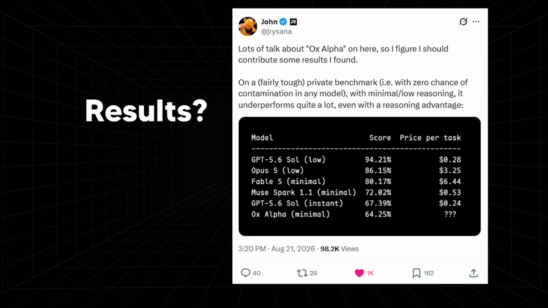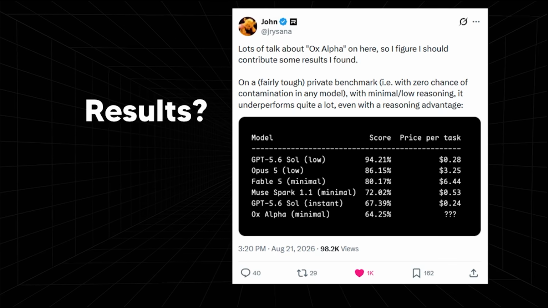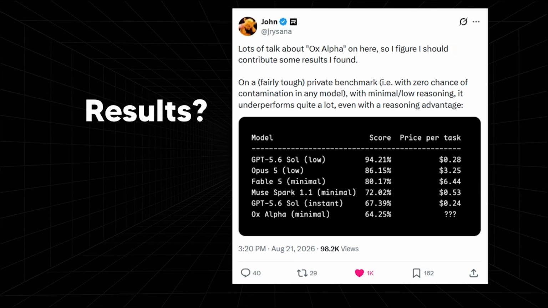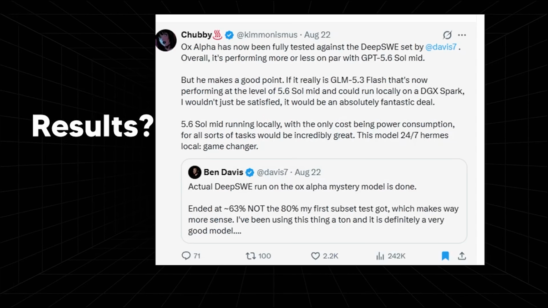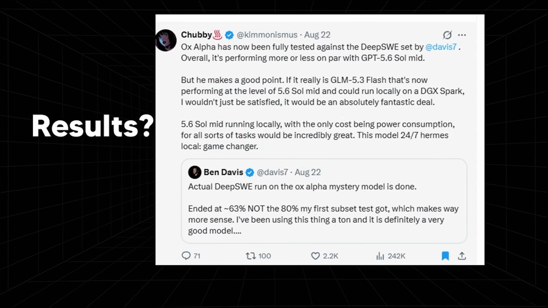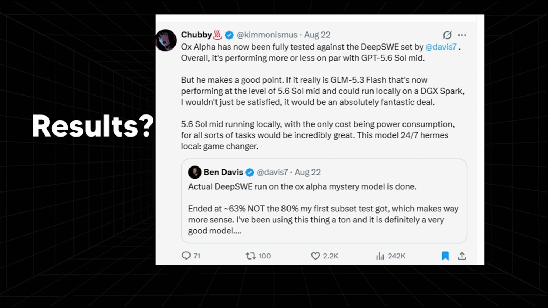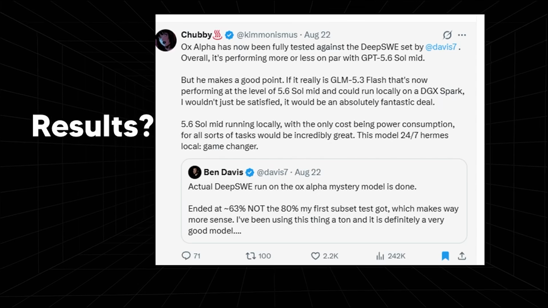So when it comes to the results, I would say that you really can't trust anything, because unless you have this model available in the API and you're able to get an actual test in, you're really going to struggle to actually know how well the model performs. Now, you can see here also, Chubby says that OX Alpha has now been fully tested against the deep SWE by Davis. Overall, it's performing more or less on par with the deep SWE on other models, just like GPT 5.6 Sol Mid. But he does make a good point.